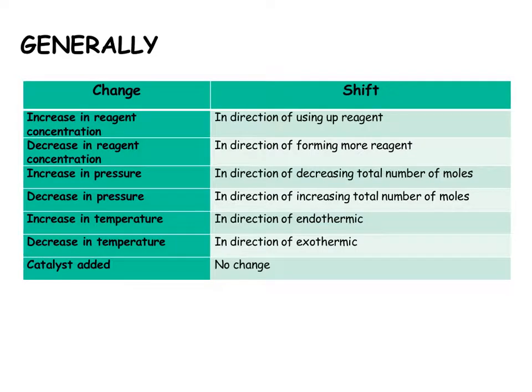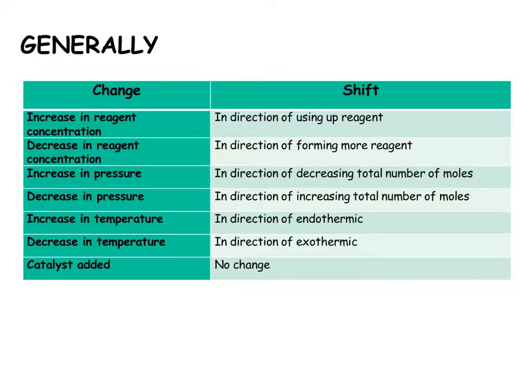Here are some general things to always remember. Generally speaking, when I increase the reactant concentration, it will use up more reagent. Decreasing reagent concentration, it's going to form more reagent, in other words, will favor the reverse. The same is true of product. Increase product, it will favor reactant. Decrease product, like we did with ammonia, we are going to favor the forward reaction.